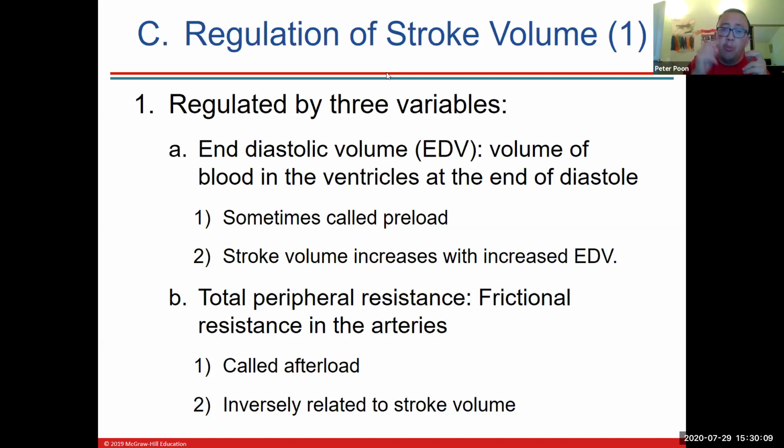Number two, the total peripheral resistance, the amount of resistance to the pushing of the heart, or the compression of the ventricle. Total peripheral resistance is the resistance in the arteries mathematically summed up, the frictional resistance in the arteries. The more resistance, the harder it is for your heart to pump, and the less volume comes out. It's easier to pump into empty air than against pressure.